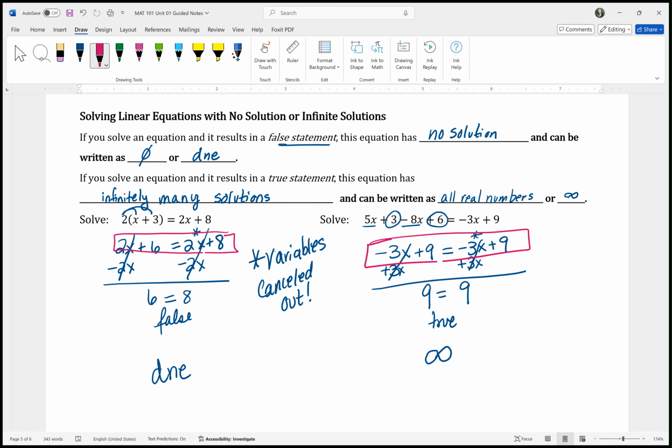On the left one, we've got 2x plus 6 equals 2x plus 8. The two x's are the same, but the 6 and 8 are not. That means it's not going to work out. On the right one, we've got literally the same thing on both sides. Negative 3x plus 9 equals negative 3x plus 9. So when both of those are identical, then that's infinity.